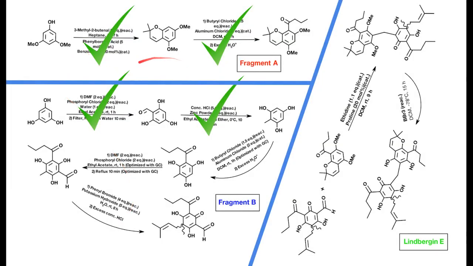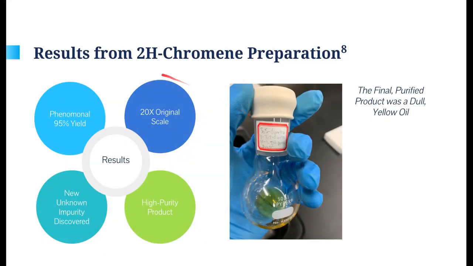So let's move on to experimental. So far I've actually performed 4 of the total steps necessary for the preparation of Lindbergin E. Successfully prepared fragment A and also the 2-methylphloroglucinol precursor to fragment B. For the 2H-chromene preparation, it was a very successful reaction. I was actually able to scale it up to the 10 millimole scale. Originally, the paper I was getting this from called for a 0.5 millimole preparation. I was able to scale that up 20 times to a 10 millimole preparation, and I had a very successful outcome. I actually got a 95% yield after purification.